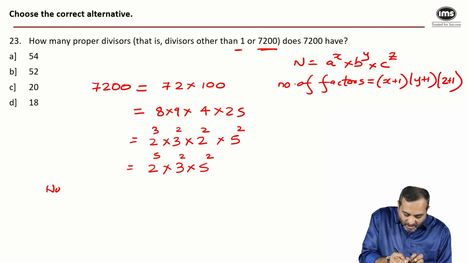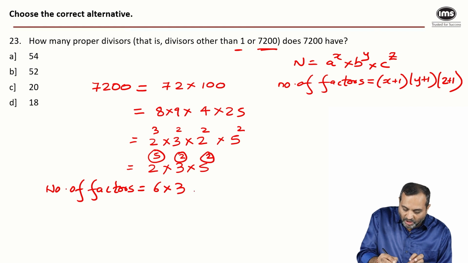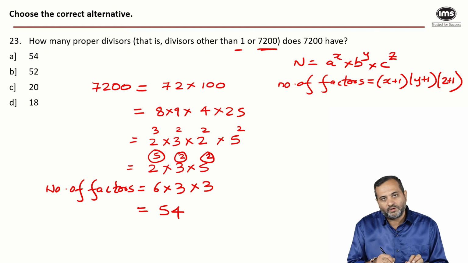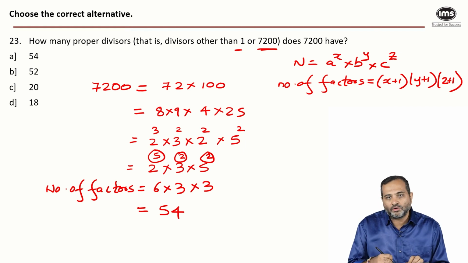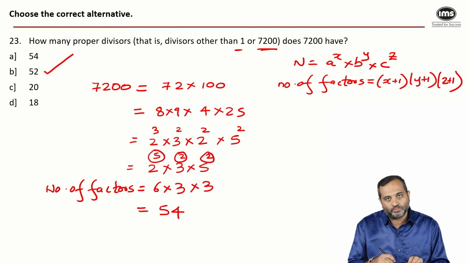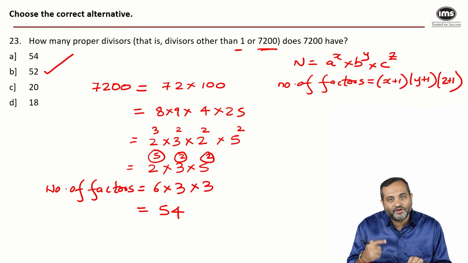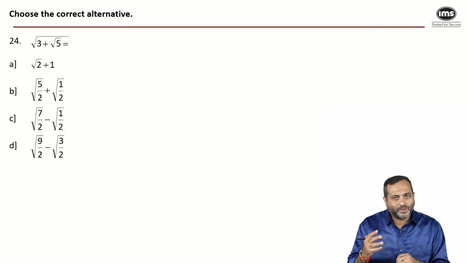Hence, the number of factors in this case will be 5 plus 1 is 6, 2 plus 1 is 3, 2 plus 1 is 3. So 6 3s are 18, 18 3s are 54. So the total number of factors is 54. But what did I say? I need to remove 2 factors, 1 and 7200. Hence my answer is 52. Please read the question properly because 54 is also there in the options, and in a rush I might mark 54 as the answer. Let's look at the next question.